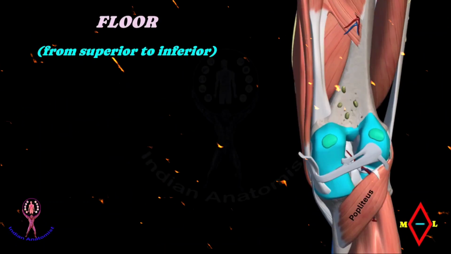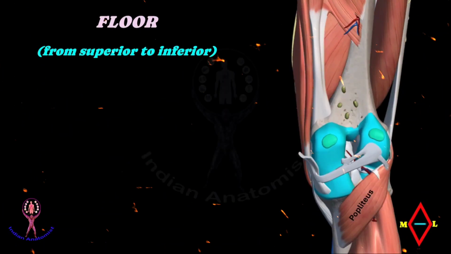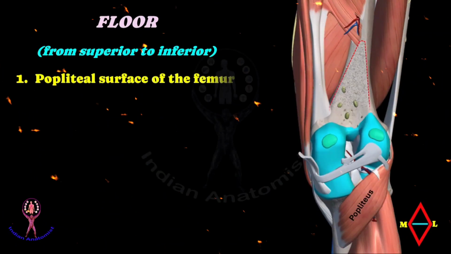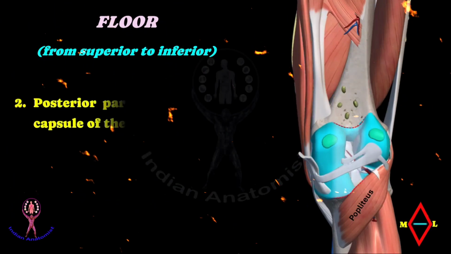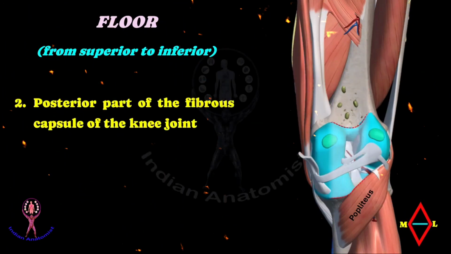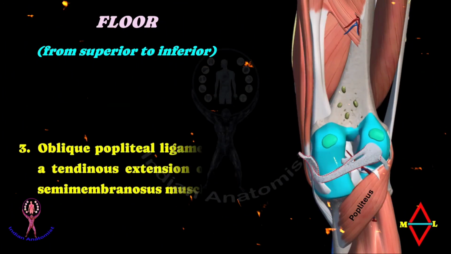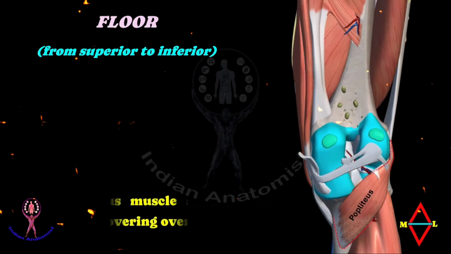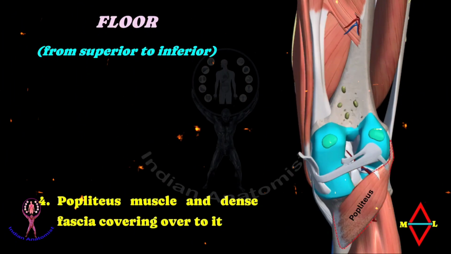The floor structures are named from superior to inferior. 1. Popliteal surface of the femur. 2. Posterior part of the fibrous capsule of the knee joint. 3. Oblique popliteal ligament. 4. Popliteus muscle and its fascia, that is the fascia covering the popliteus. Dear students, the boundaries of the popliteal fossa are completed.